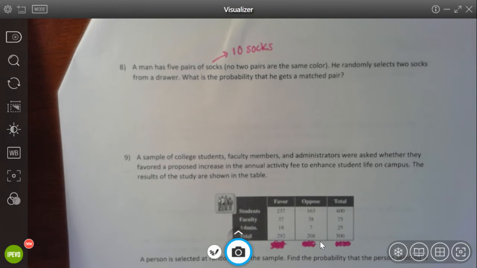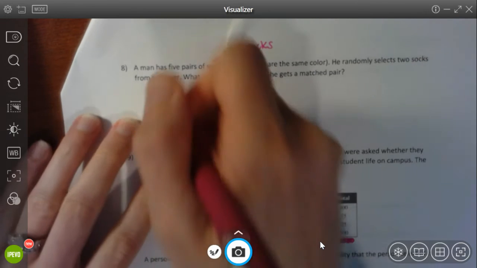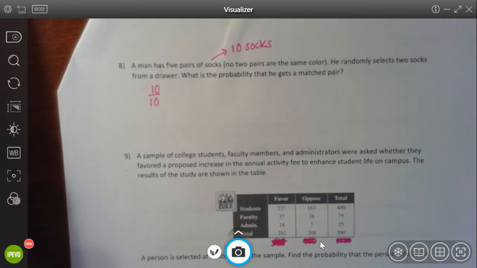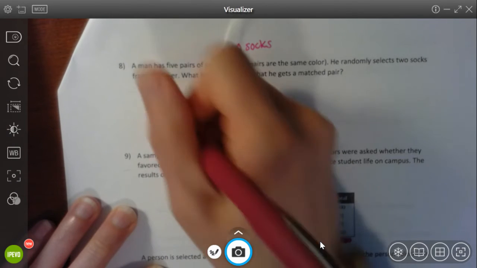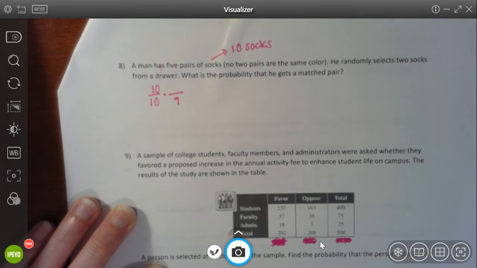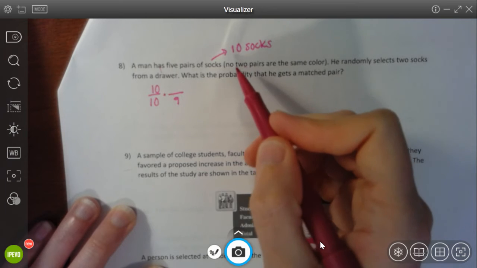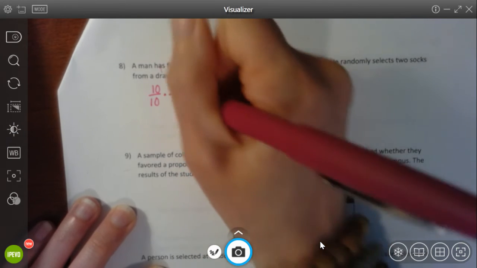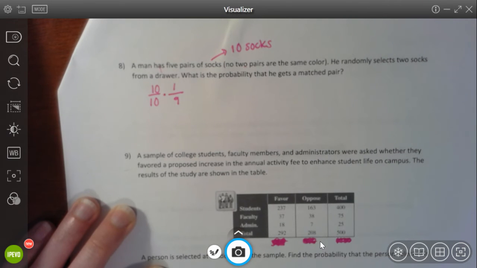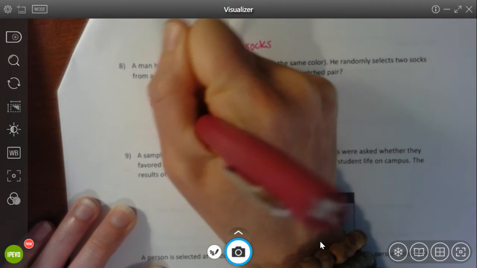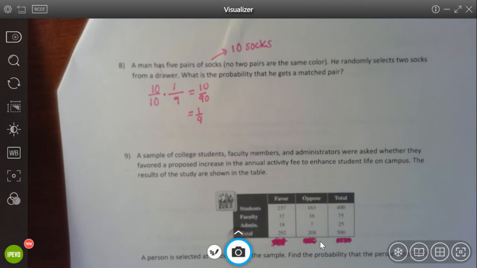So when he first goes into the drawer, his first choice, there are 10 socks that he can pick from out of the 10. So his probability of getting the first sock is 1, right? You put your hand in there, you get a sock. But then once he goes in that drawer, he only has 9 socks left. And out of those 9 socks, since they were pairs, there's only one other sock that would match the first sock he grabbed. So if I do this logically, my answer would be 1 over 9, or 1/9. And you can make that a decimal.